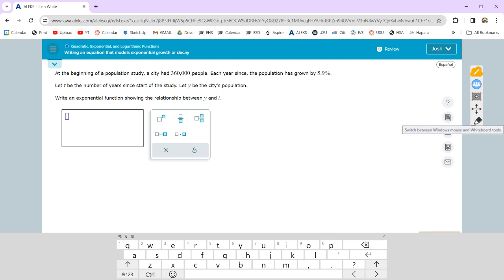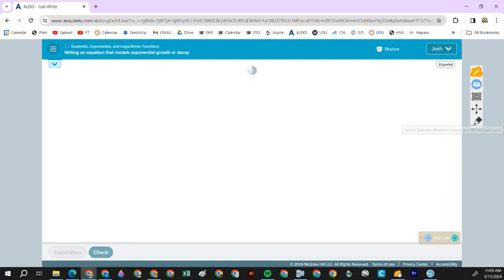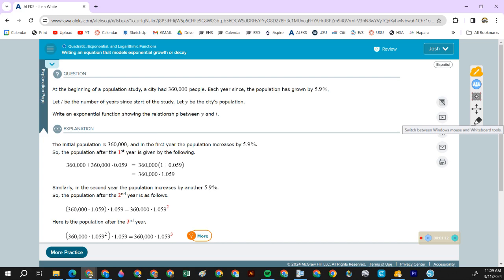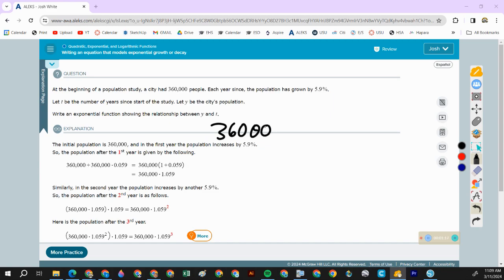At the beginning of a population study, a city has 360,000 people. Each year the population has grown by 5.9%. I'm not sure if they're going to use PERT or not. No, they're not. Okay, so 360,000 times 1.059. Oh, that's just the function right there. That's the equation. Any questions? Okay.